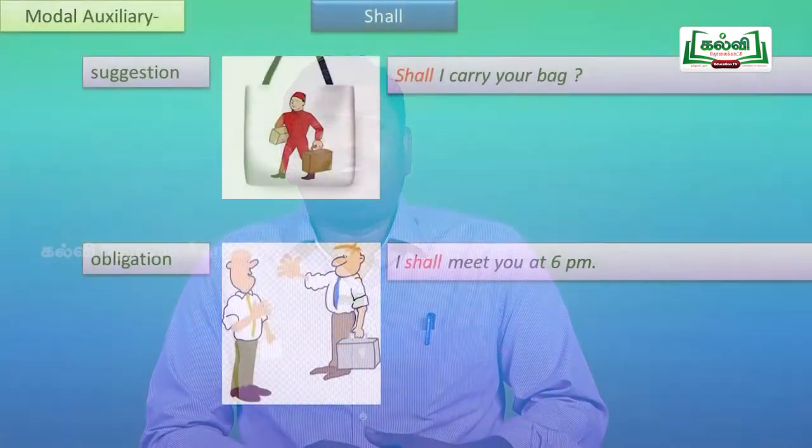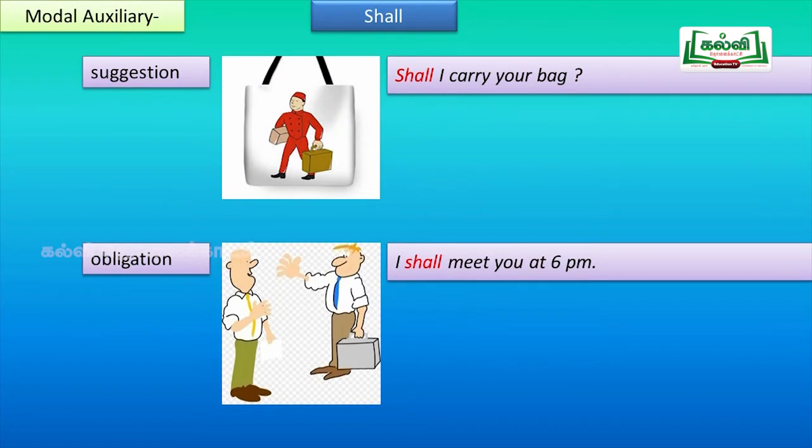The next one, shall and should. Shall is used to express a suggestion and obligation, and should again for showcasing advice or confirmation. Let us go for the shall. Look at the first picture. Look at the first sentence. Shall I carry your bag? So that is a suggestion. Next one, obligation. I shall meet you at 6 p.m. It's a polite request maybe.